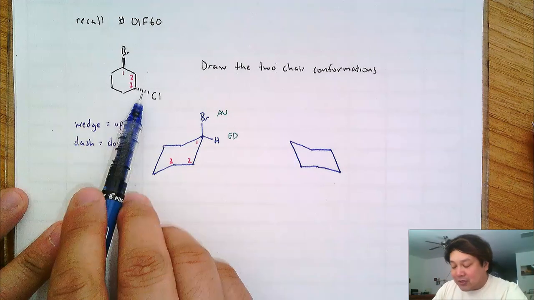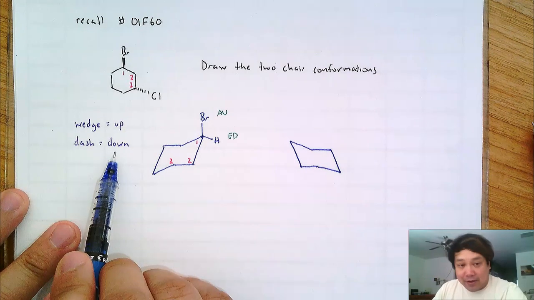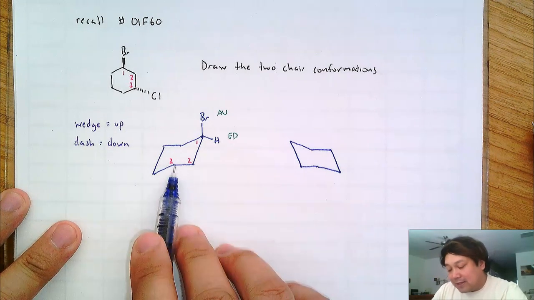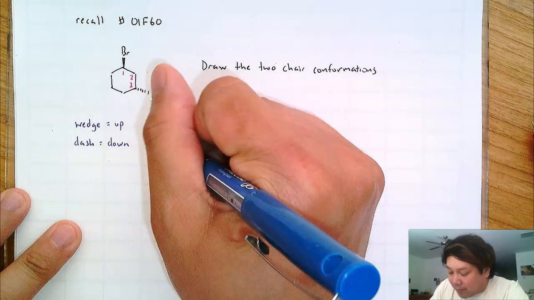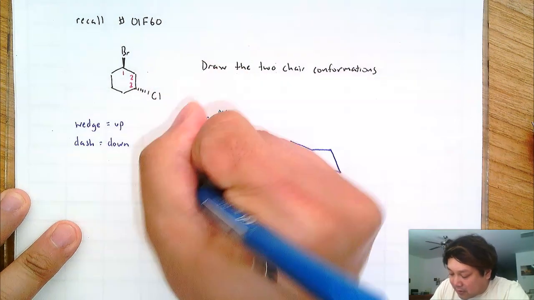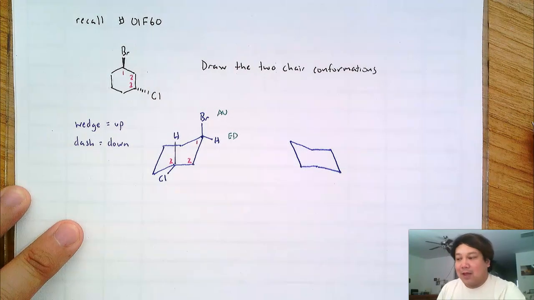Chlorine is dash, and I'm going to indicate that in the chair conformation that will be down, but we have to decide, is it axial down or equatorial down? And if you remember your template, it's equatorial down, like this. Okay, and that's how far we got.